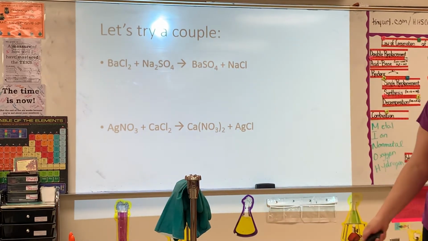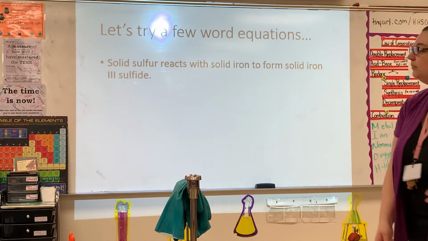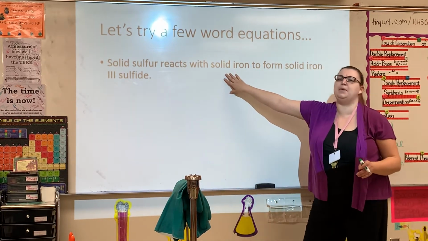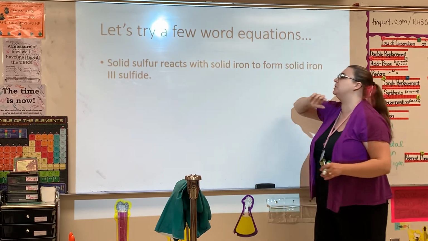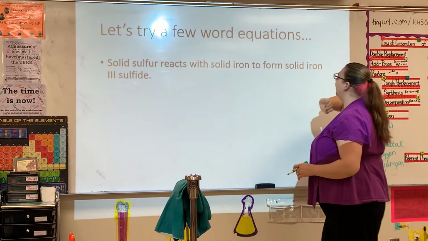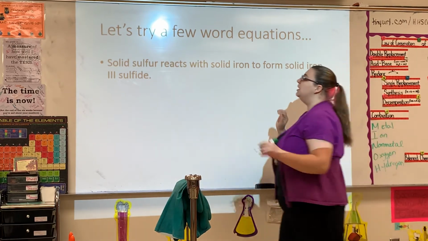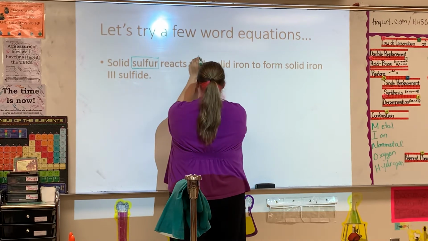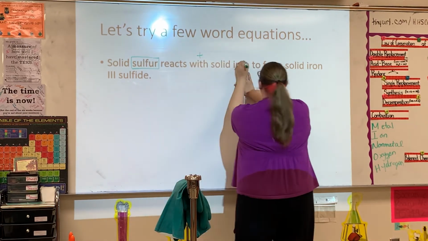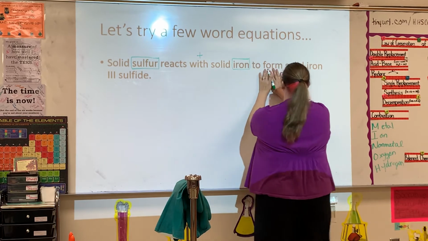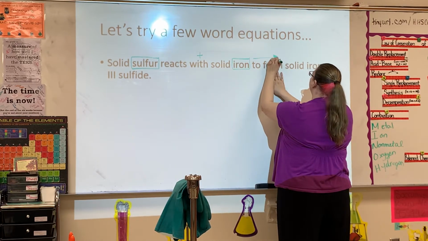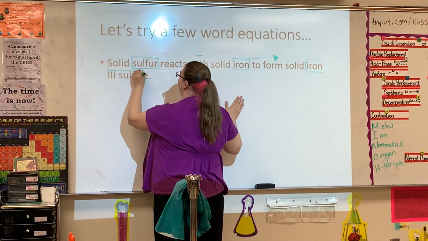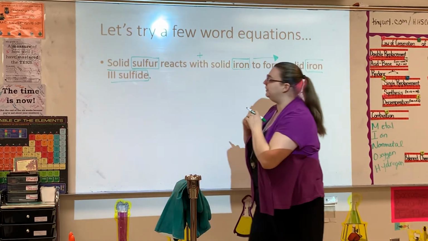Let's look at some word equations. All right, we have solid sulfur. This is the first one at the bottom. So this should be your first word equation at the bottom of your worksheet. Solid sulfur reacts with solid iron to form solid iron 3 sulfide. So let's go ahead and put a box around each of our compounds. Reacts with would be a plus, solid iron, to form, that's going to be our arrow. And then we have iron 3 sulfide. So that's a compound we need.